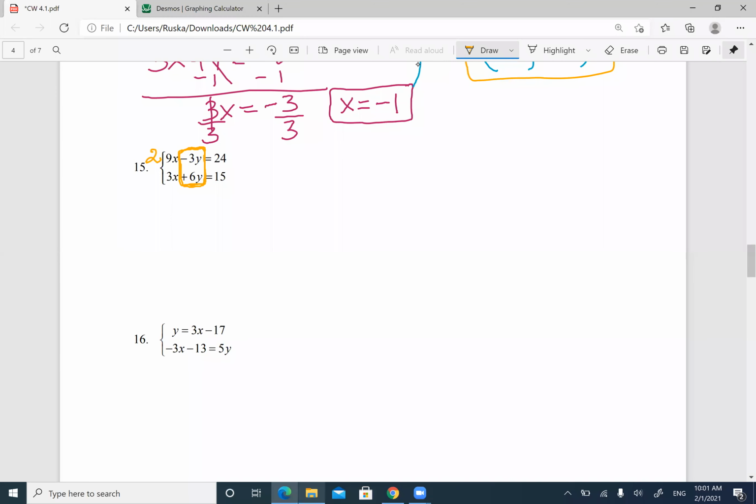That's right. So I'm going to multiply the whole first equation by 2. So I'm going to have 2 times 9 is 18x minus 2 times 3 is 6y equals 24 times 2 is 48. And then I'm going to copy the second equation, which is 3x plus 6y equals 15. And when I add them, see, y is going to cancel. It's going to be 0. So when I add those two, I'm going to get 21x equals 48 plus 15, which is 63.